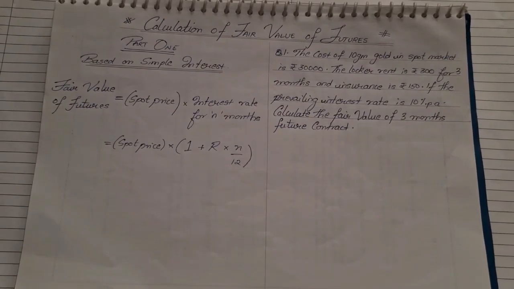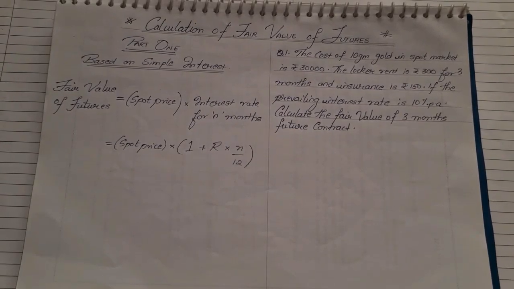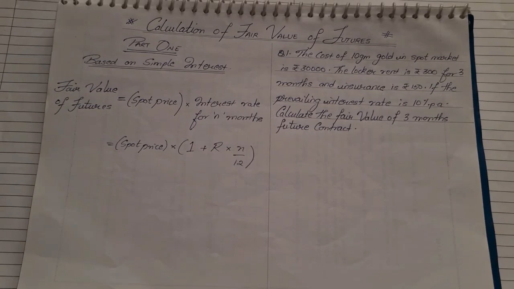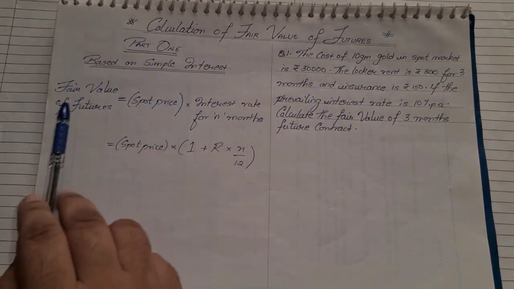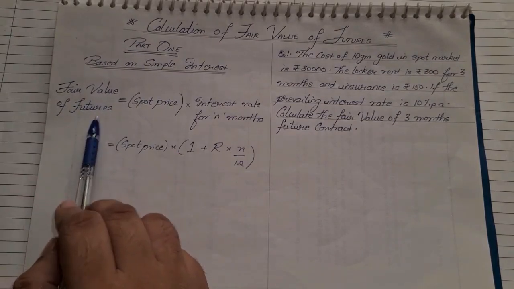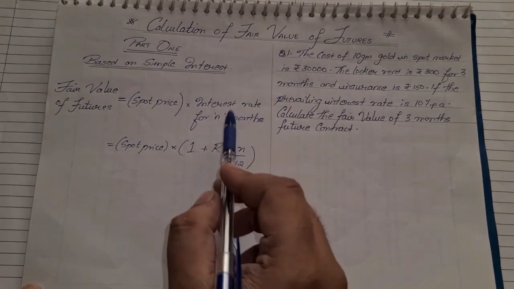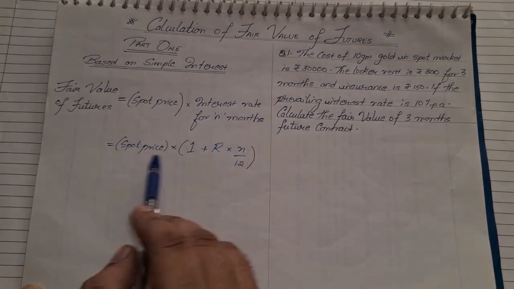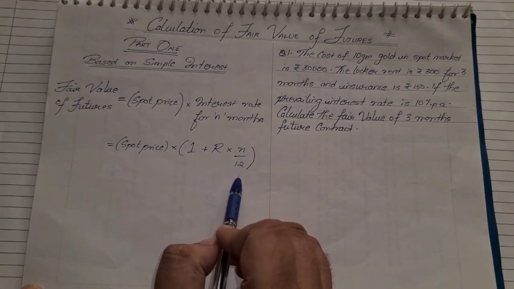Now let us see what are the various types of sums which will come based on the topic fair value of futures. Remember, you are expected two questions from this particular topic, so around 15 marks this topic carries. There are two parts in calculating the fair value of future. Part one is based on simple interest. The formula is that fair value of future is equal to spot price into the interest rate for n months. To make it more simple, the formula is spot price into 1 plus r into n, that is the number of months, upon 12.